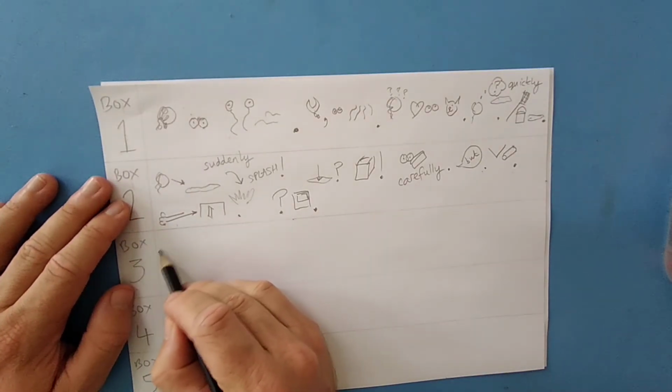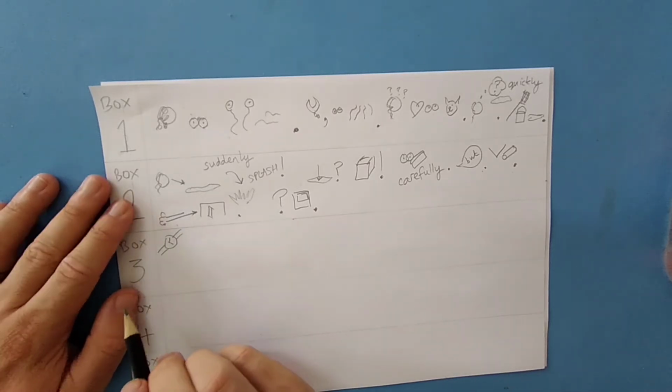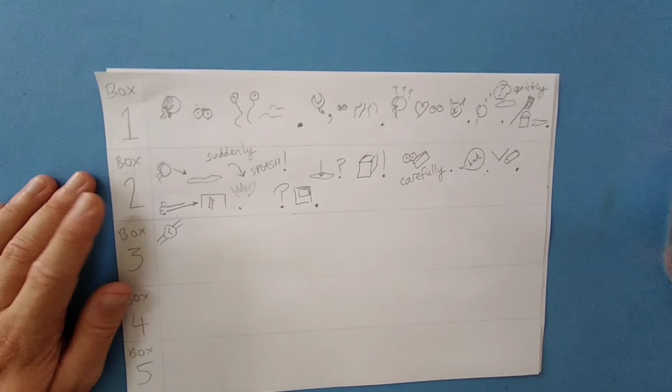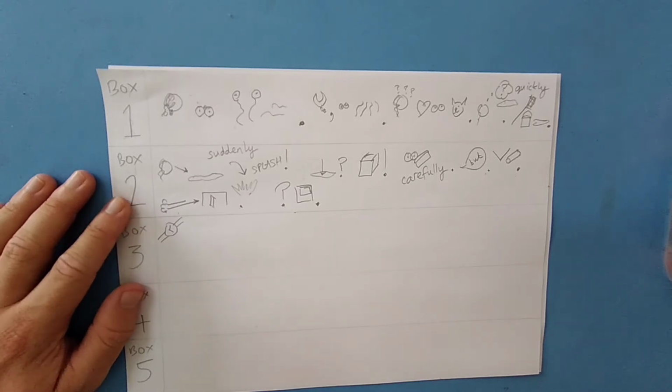I'm ready for box 3. She waited patiently. I'm drawing a watch to remember that. Why? In the real story, it was a very chatty woman. What's it going to be in your story? In mine, I'm going to stick with the chatty woman, I think.